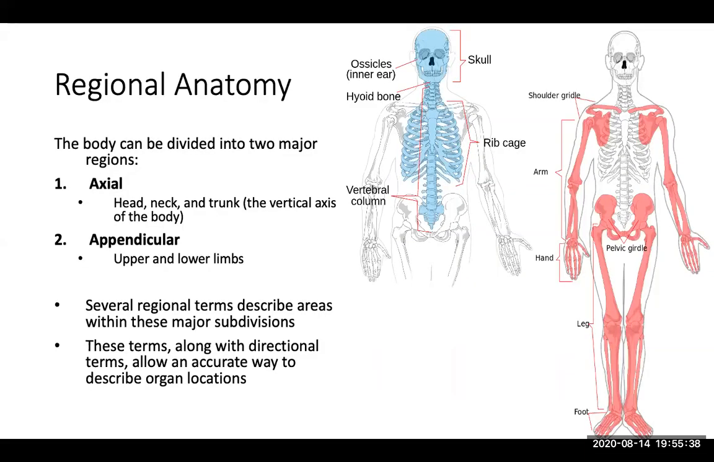Regional anatomy: we divide the body into axial or appendicular regions. The axial region is the head, neck, and trunk, the vertical axis of the body, and the appendicular region is all the upper and lower limbs and the associated structures with those.